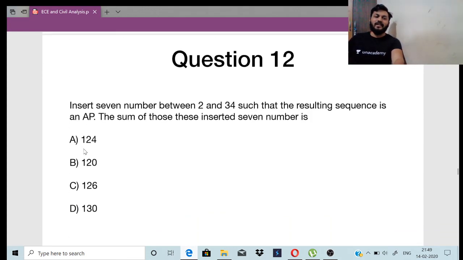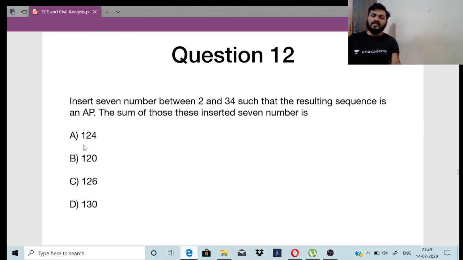Let's go, right. Question 12. Insert seven numbers between 2 and 34 such that the resulting sequence is an AP. The sum of these inserted seven numbers is, okay, the sum of these inserted seven numbers is or are, options: 124.